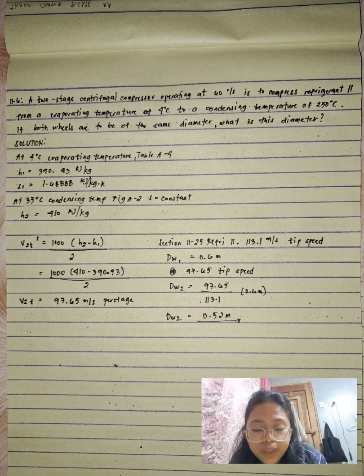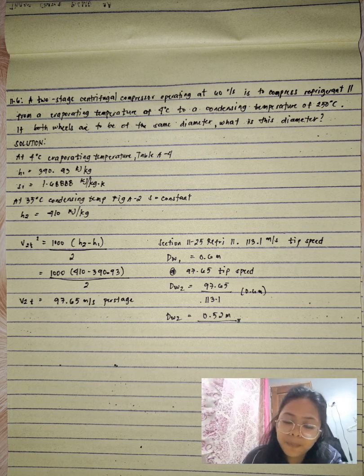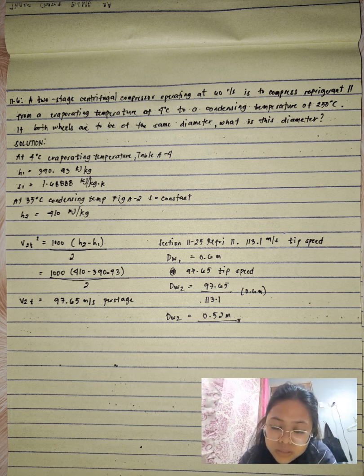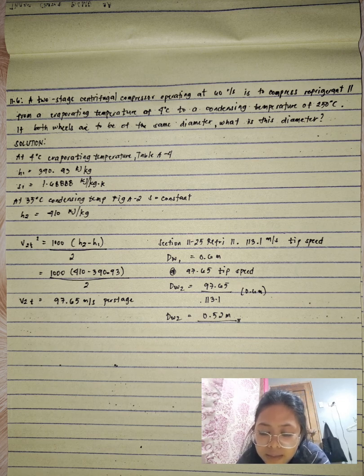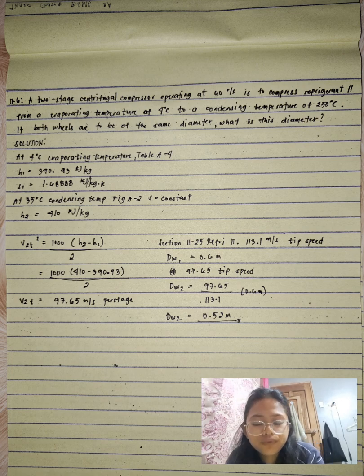From section 11-25, refrigerant 11, 113.1 meter per second tip speed. D sub 1 is equal to 0.6 meter at 113.1 tip speed. D sub 2, or the diameter, is equal to 97.65 over 113.1 times 0.6 meter, and we have our final answer of 0.52 meter.